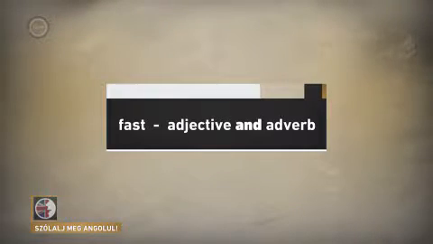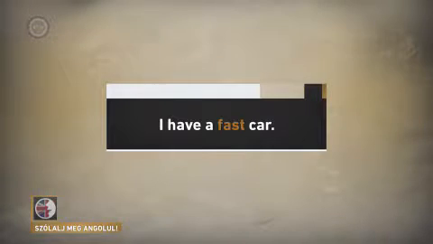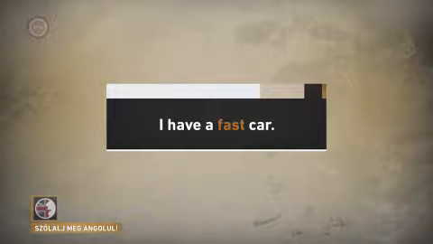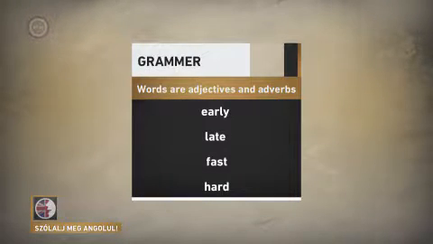Now, we also have another possible opposite adjective for slow. We can also use the adjective fast as the opposite of slow. Now, fast is a bit of a funny word. Fast is an adjective and an adverb. The form is the same. I can say that I have a fast car using fast as an adjective, and I can also say that I drove home fast using fast as an adverb. There are a few words like this in English.